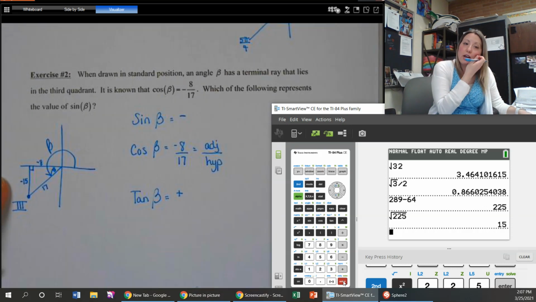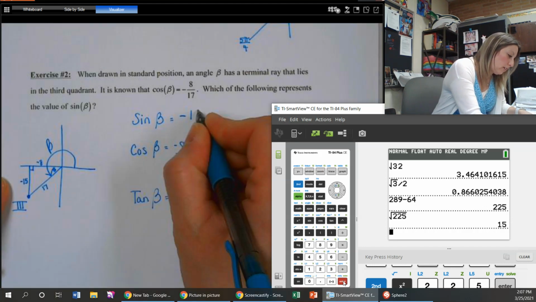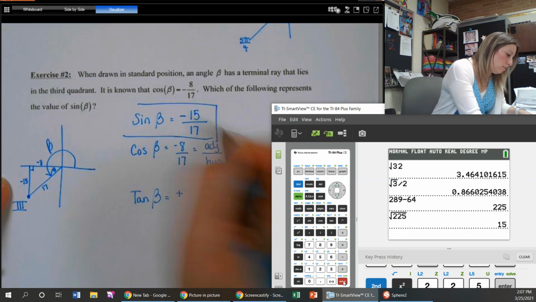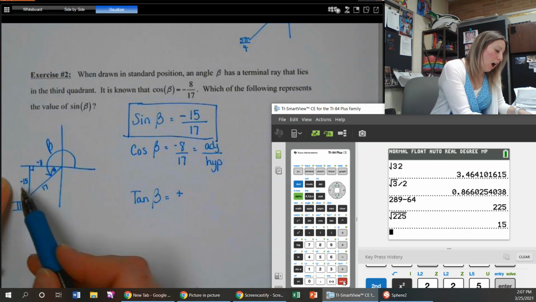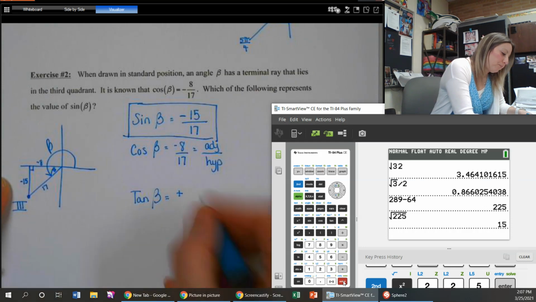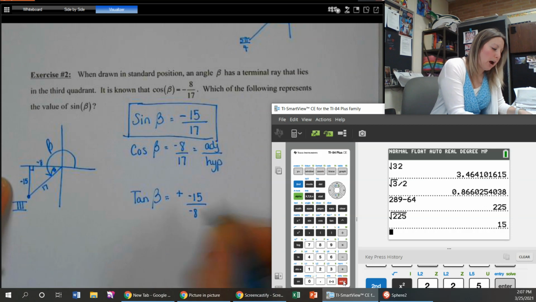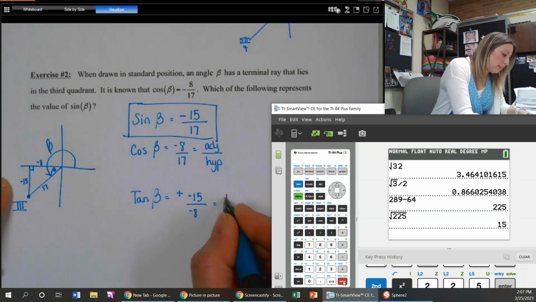Now remember that sine is opposite over hypotenuse. So that would be negative 15, which we already have the negative there, over 17. There's the answer to the actual question. Let me just do tangent for you, which would be opposite over adjacent. Sorry, I was just thinking in my head, I already put the plus there, but I want to show you how it gets the plus. Negative over negative gets you that positive 15 over 8.